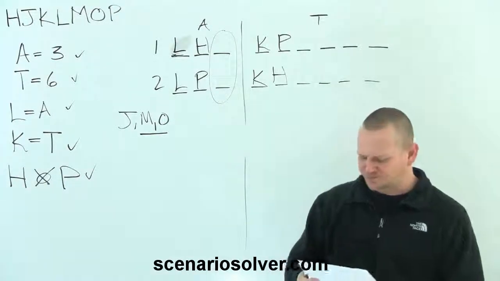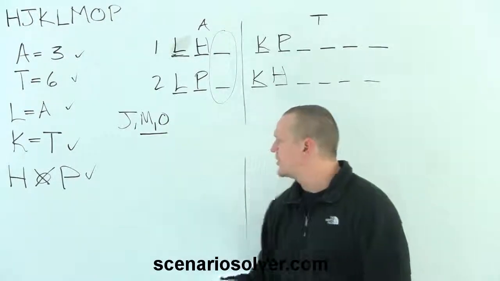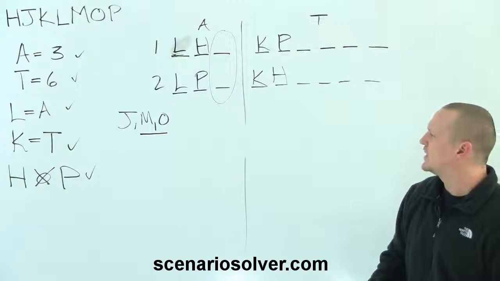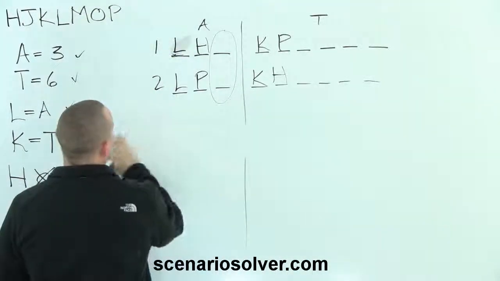Let's look at 4. If O is appointed to the appellate court, which one of the following must be true? Okay, so what I want to do is just go ahead and place O.